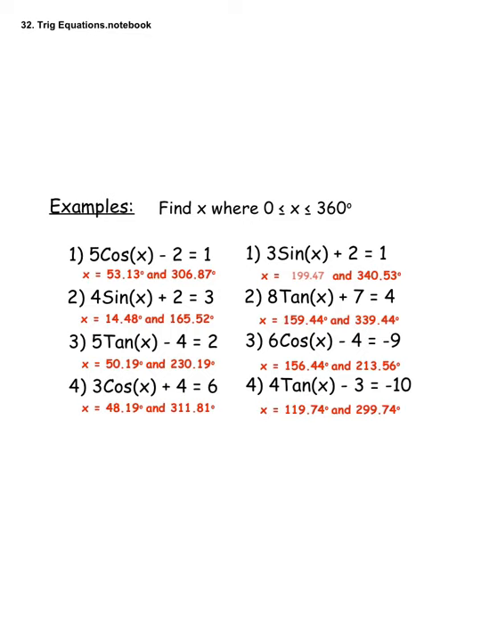For number 1 on the right hand side, you should have 199.47 degrees and 340.53 degrees. For number 2, you should have 159.44 degrees and 339.44 degrees. For number 3, you should have 156.44 degrees and 213.56 degrees. And for the final one, you should have 119.74 degrees and 299.74 degrees.